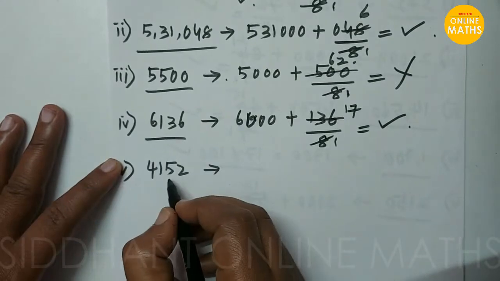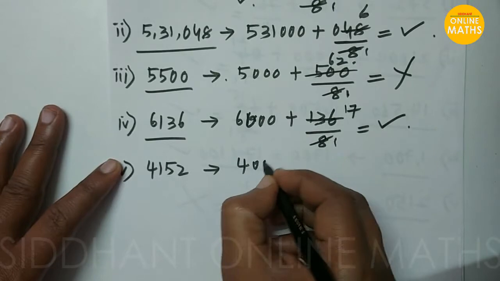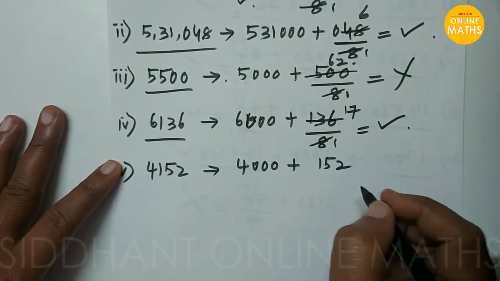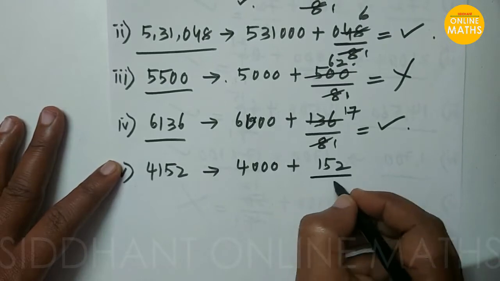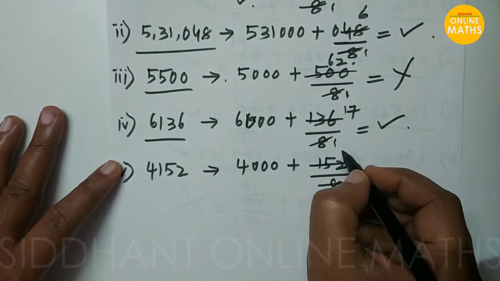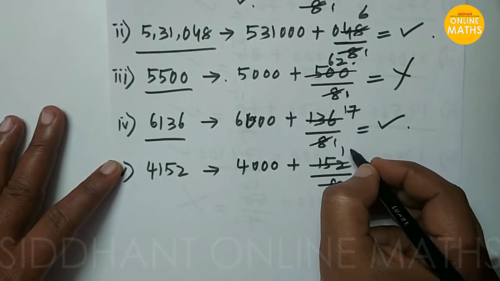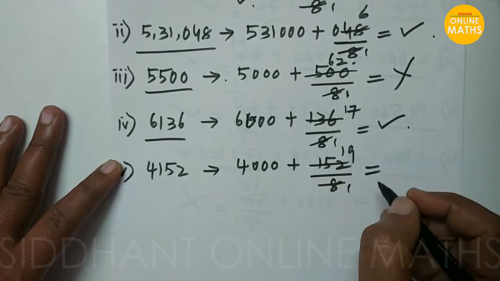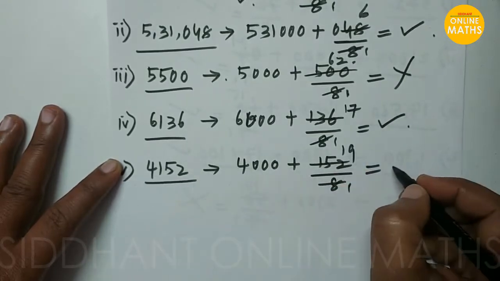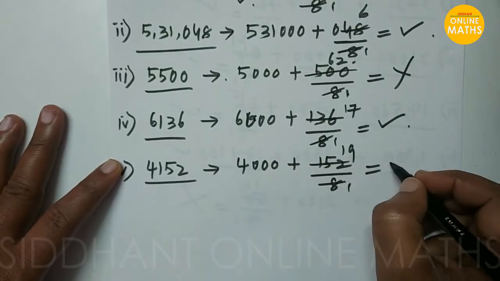Next, the fifth one, 4152. So this can be written as 4000 plus 152. So this 152 we will check with 8. So 8 1s are 8, and we get 19. So it divides. So we can say that this number 4152 is divisible by 8.